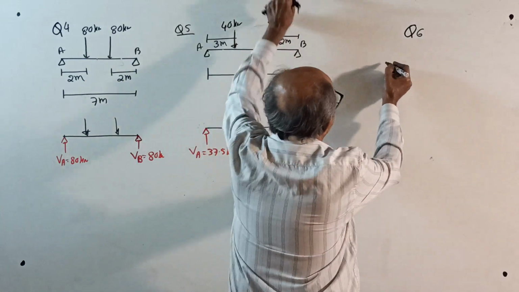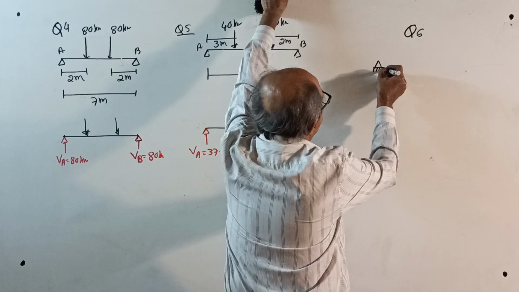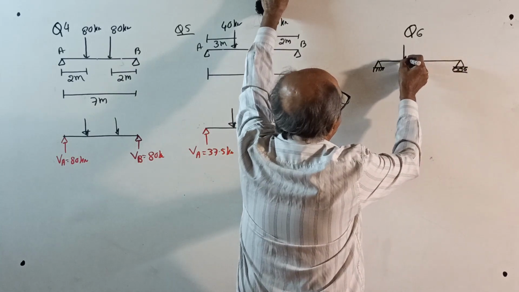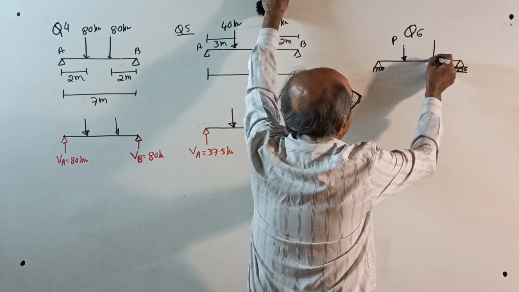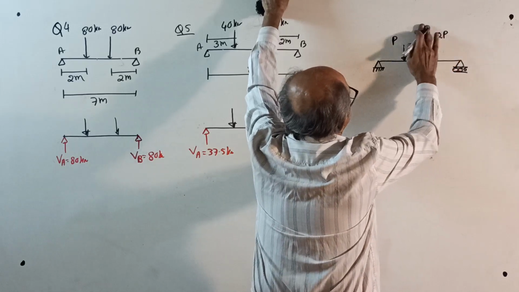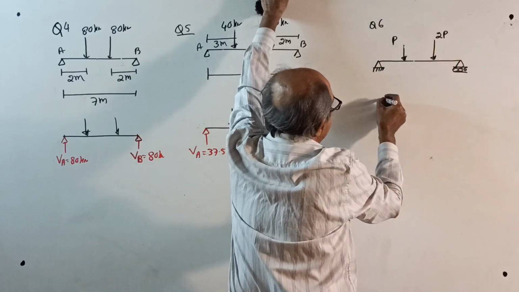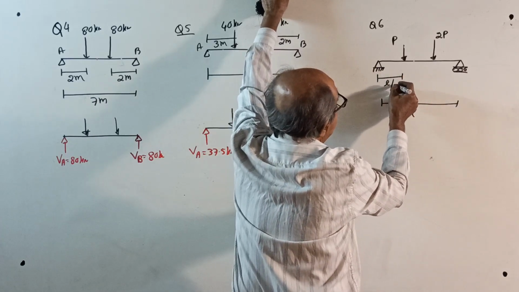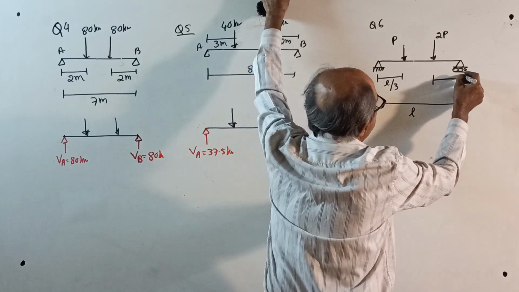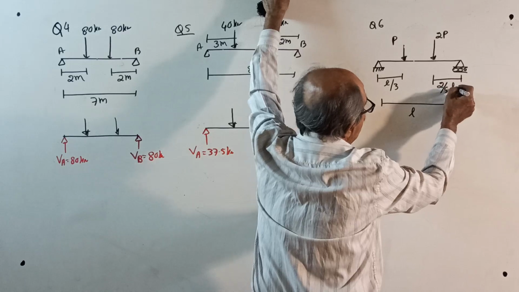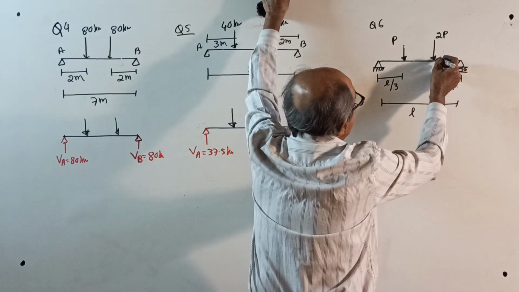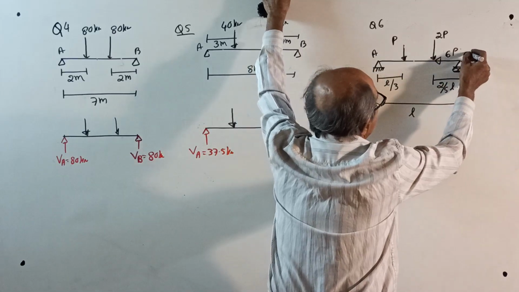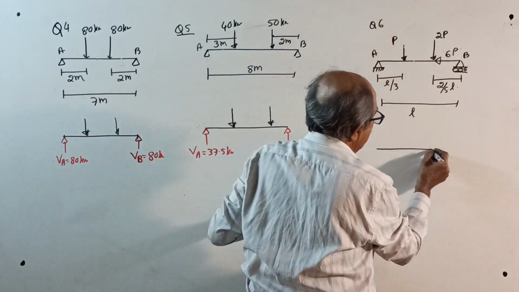Sixth question. I'll do one thing now. One hinge I will give. One roller I will give here. I will give a load of P here. Bookwork. I will give one more load of 2P here. Question 6, I will write here. Question 6. P, 2P. The total length is L. This distance is L by 3. This distance is 2 by 5 L. And also a horizontal load here of 6P over AB. The horizontal load actually is not required for SFD BMD, but still I will calculate.